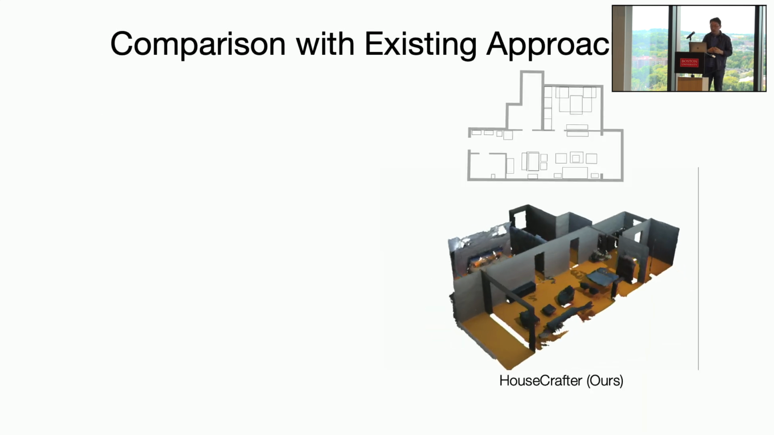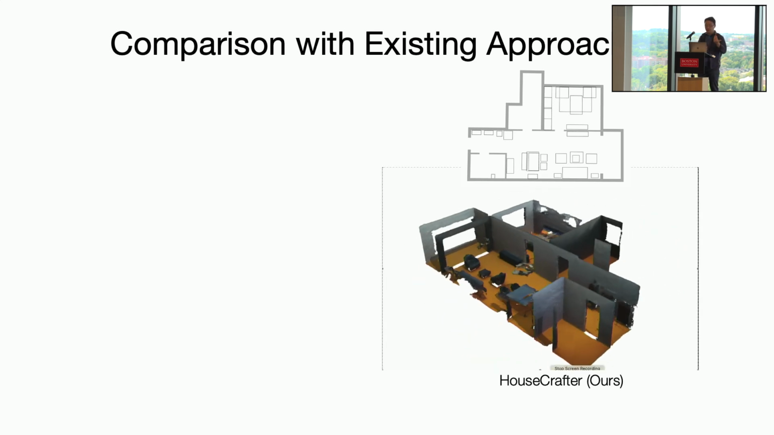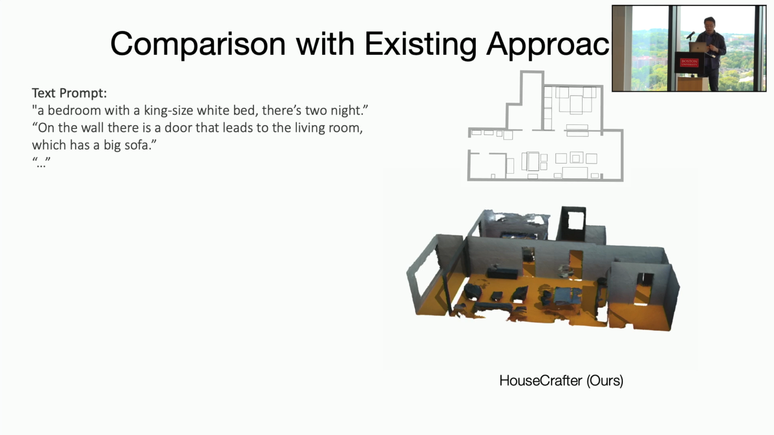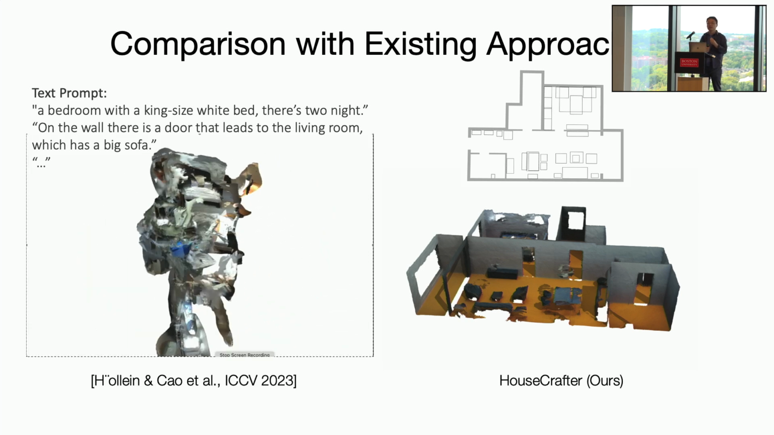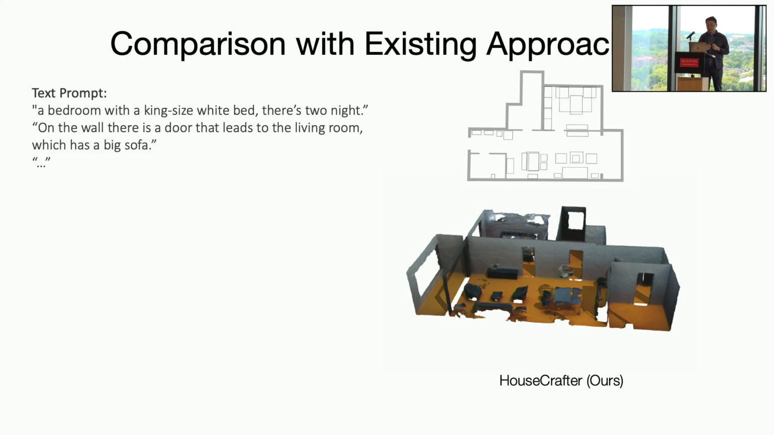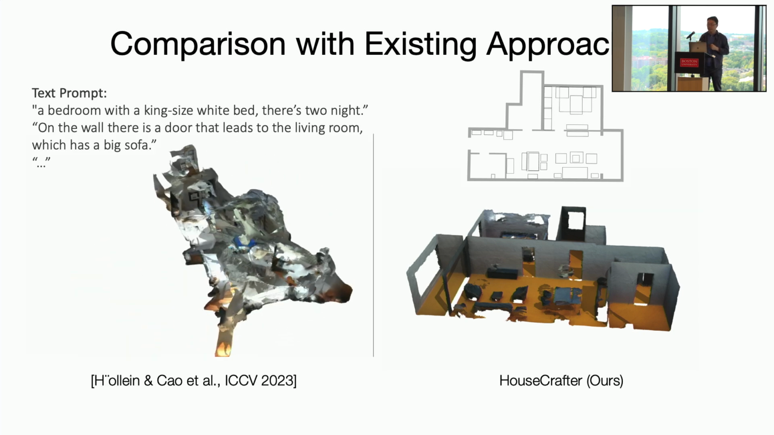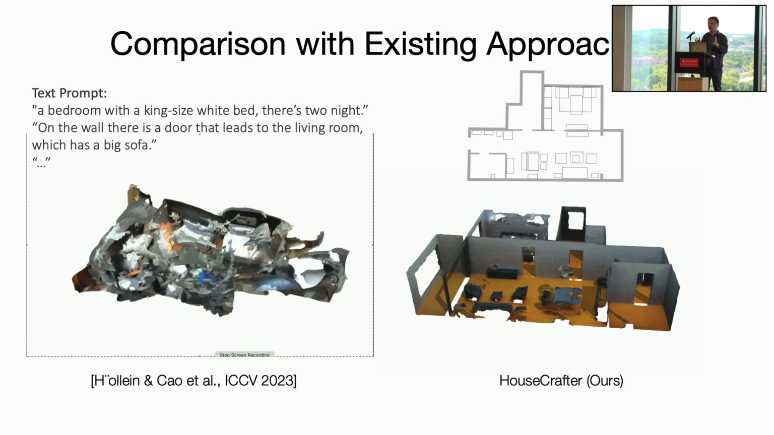So here I'm showing some comparison with existing approaches. On the right is the output of our model. On the left is an existing system that can take textual descriptions of the scene. We cannot have an apples-to-apples comparison because the two systems take different types of input. So what we did was convert the floor plan into textual descriptions and generate the scene. We can see that without the help of the floor plan, the geometry of the generated 3D scene is not that good. It's really hard to see a high-quality 3D scene there.